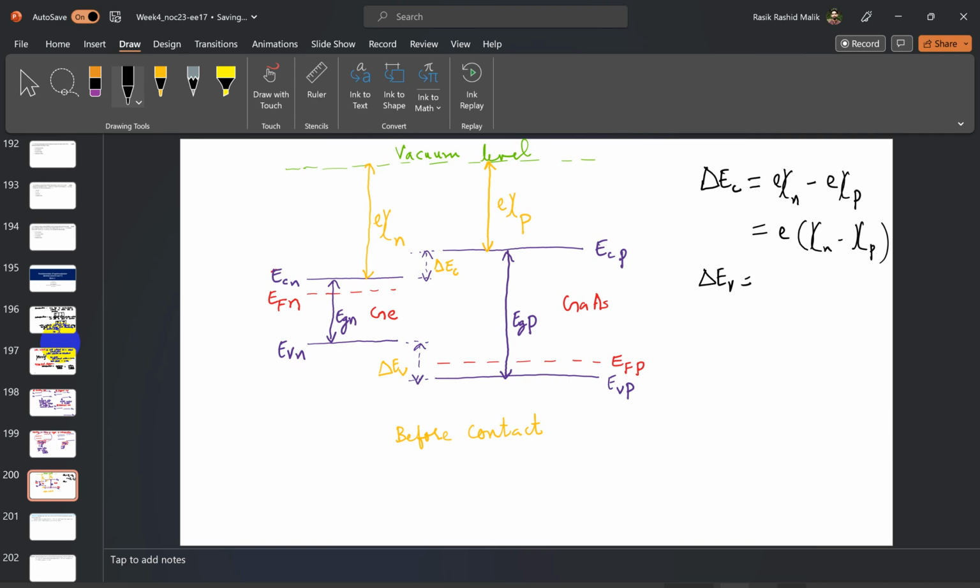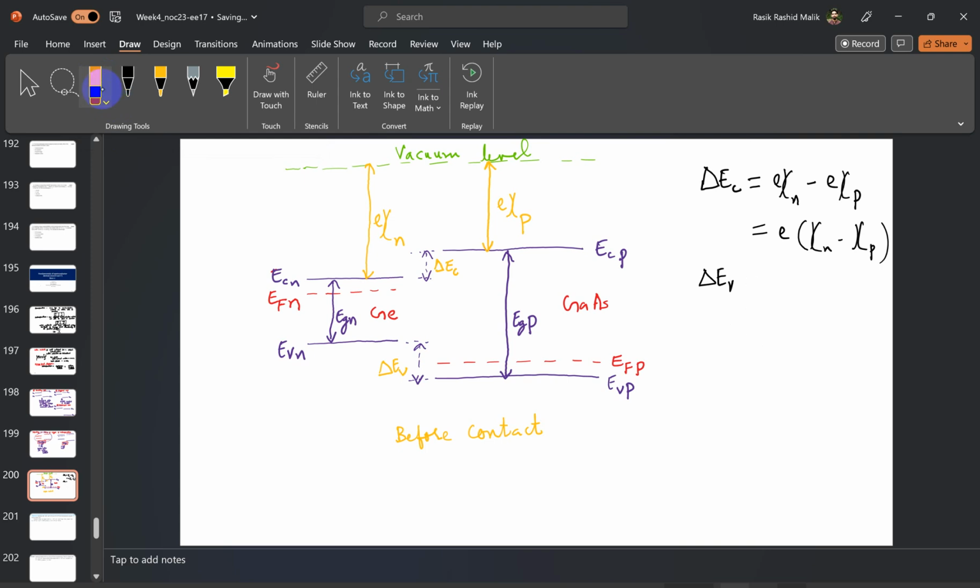We have to calculate this delta EV, the difference up to the valence band energy. So how can we calculate it? I can write it simply as E chi n, or we can calculate it from here.